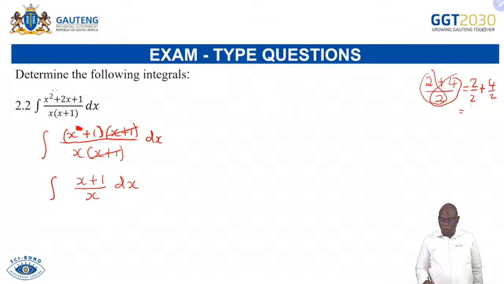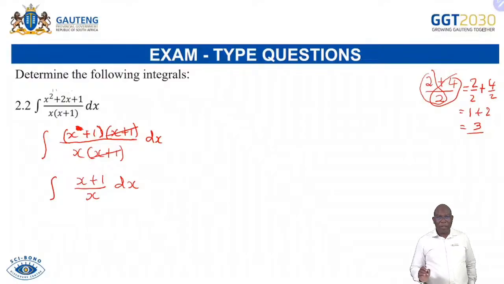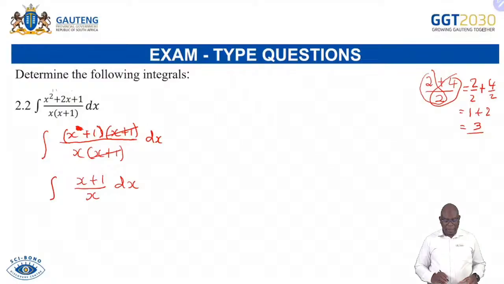So 2 over 2 is 1, 4 over 2 is 2, 1 plus 2 is 3. So I still get the same answer. So if I split that, I still get the same answer. So for me to be able to integrate this, I must split it. So how do I split it?